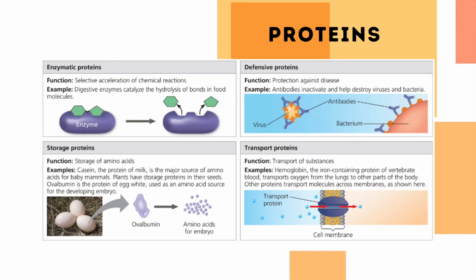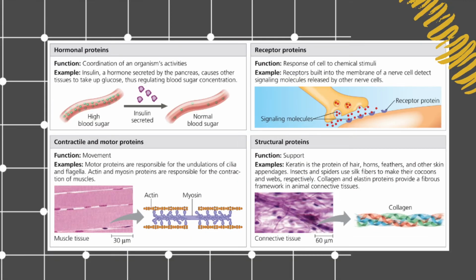Now that we are done with the structure of nucleic acids, let us discuss proteins. Proteins are the functional products of genes and execute various cellular functions. Proteins can be enzymes that catalyze reactions, protect against diseases, act as storage of amino acids, or as transport proteins. Further, they can also regulate an organism's activities, respond to stimuli, aid in movement, and provide support.